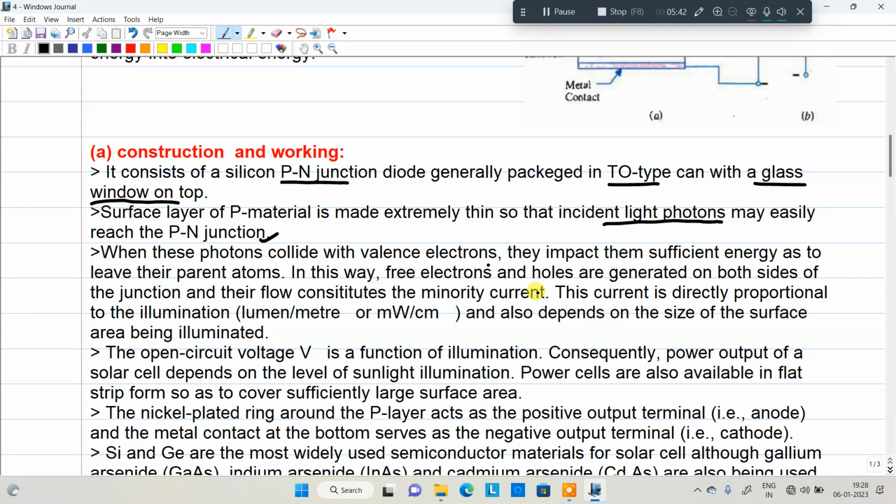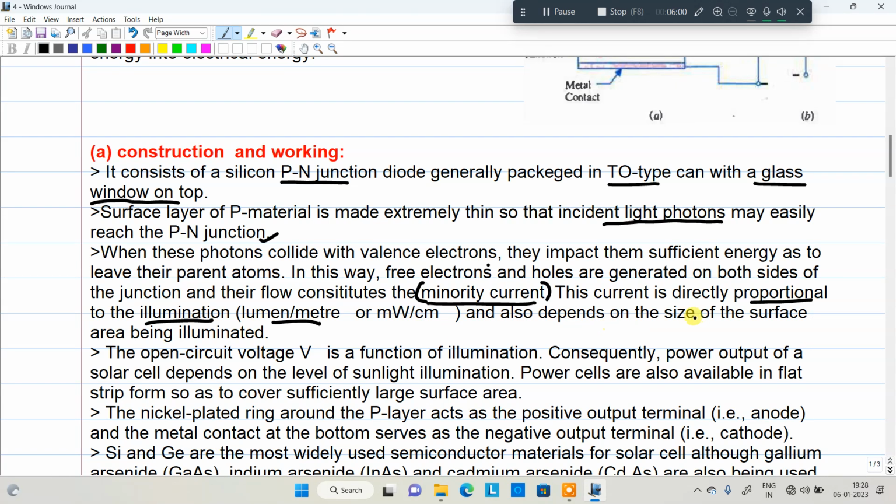So in this way, free electrons and holes are generated on both sides of the junction. Their flow consists of minority current, very very important. This current is directly proportional to what? Illumination. Illumination is nothing but light intensity, whose unit is lumen per meter squared.